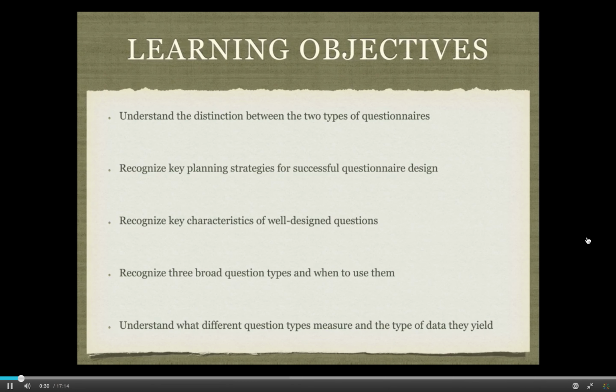By way of learning objectives, at the end of this lecture, each student should understand the distinction between the two types of questionnaires. Students should also recognize the key planning strategies for successful questionnaire design, recognize the key characteristics of well-designed questions, recognize three broad question types and when to use each of these types of questions, and finally, understand what different question types measure and the type of data that each of these questions may yield.